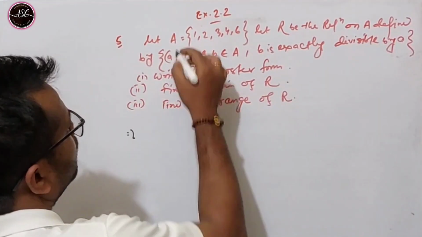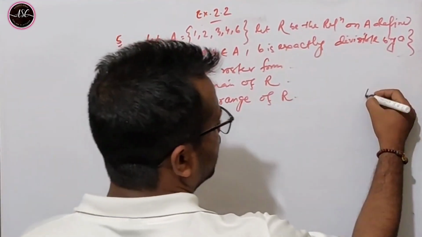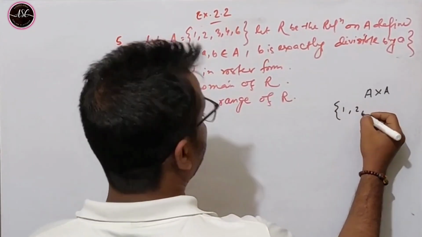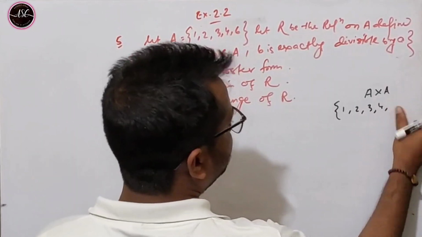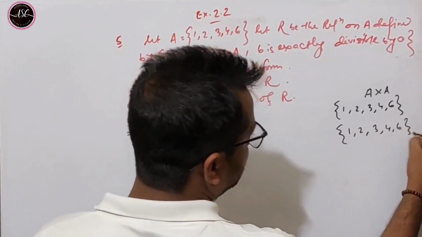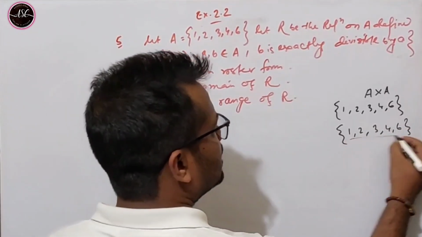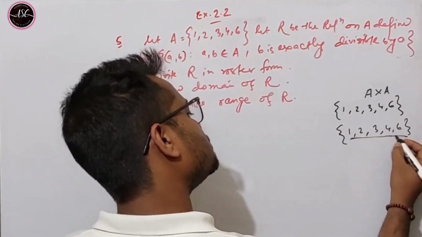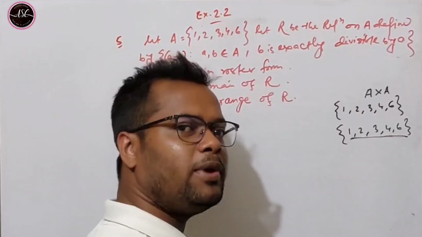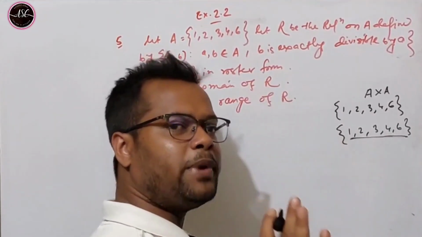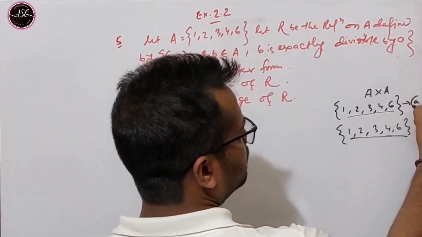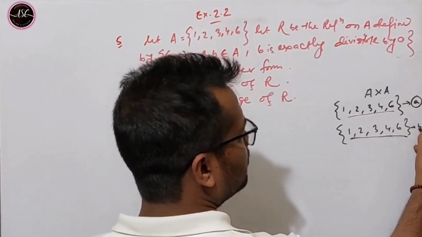Here we have A cross A. So there will be 1, 2, 3, 4, 5 and 6. And we have 1, 2, 3, 4 and 6. Okay, so this is the set from which b will be obtained, and this is the set from which a will be obtained. So from this set a will be obtained and from this b will be obtained.